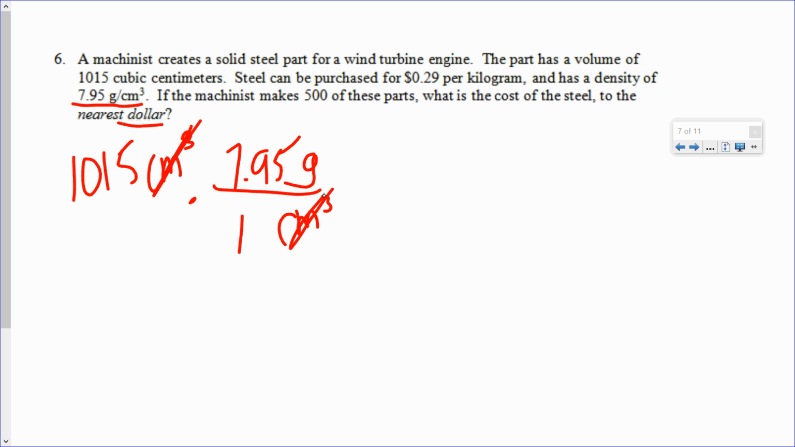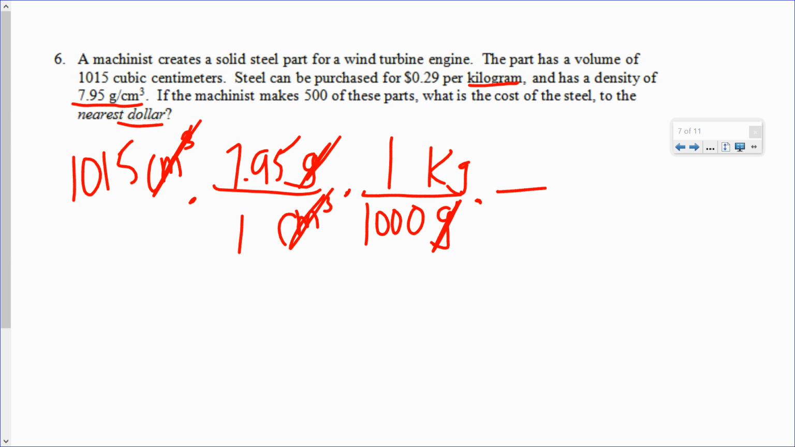I don't see grams, but I do see kilograms. So I have to convert grams to kilograms. So the grams goes on the bottom, the kilograms goes on top, and now this is something that you need to know. It doesn't say it in the problem, you need to know the conversion from grams to kilograms. We did this in the last lesson. 1,000 grams is 1 kilogram. Now that I have kilograms, I can deal with this.